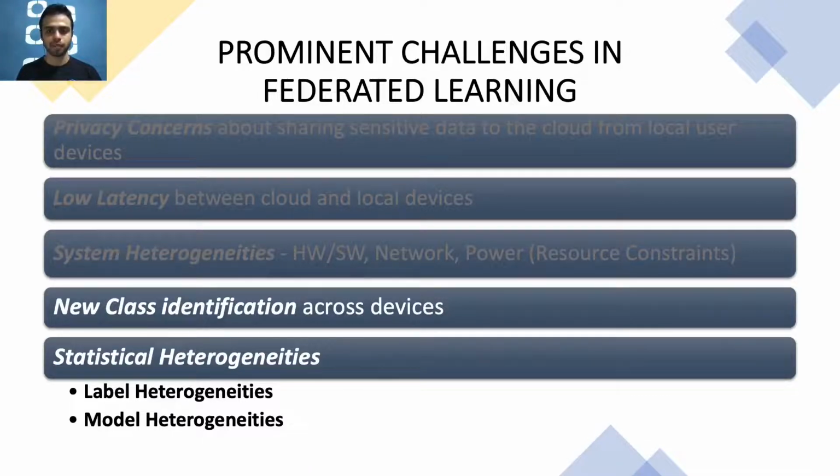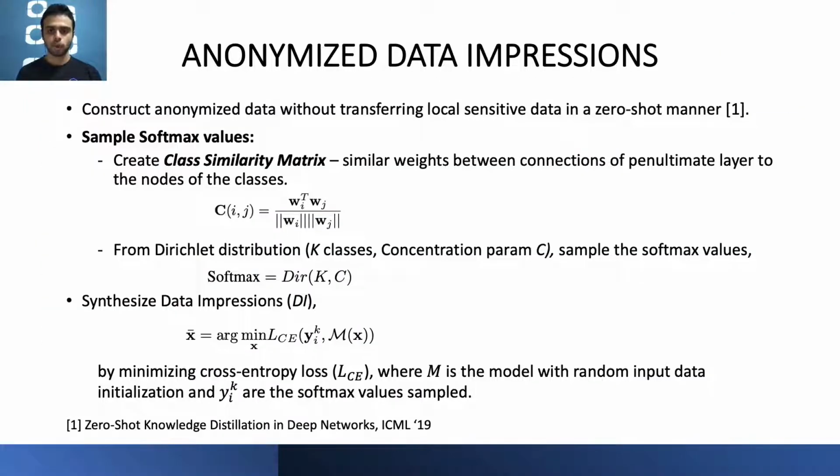The first is identifying and distinguishing between the new classes across devices, since sensitive data transfer is not encouraged in federated learning settings. The next is addressing statistical heterogeneities and allowing end users to characterize their own label distributions and model architectures. To solve the problem of not exposing local sensitive data, we construct anonymized data impressions in a zero-shot manner, motivated from the zero-shot knowledge distillation paper.